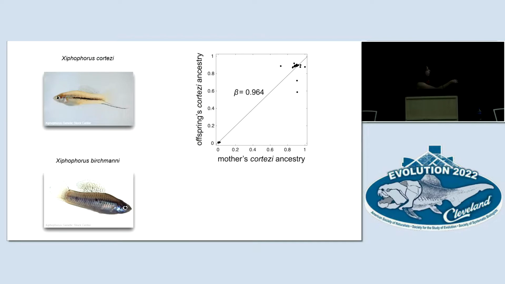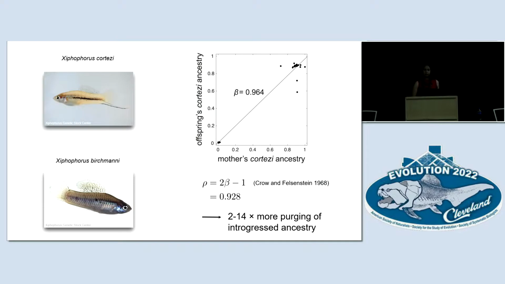Instead, if we consider this point down here, that's a mother with a lot of Cortez-I ancestry who has an offspring with much less Cortez-I ancestry. So that's a female who very likely mated with a male with a substantial amount of Birchman-I ancestry. And so we can transform this calculation back into the correlation between mates, which gives us this very high value of 0.93. Plugging that into our calculations, we see that this means that there's 2 to 14 times more purging of introgressed ancestry due to the bundling effect of assortative mating in the system.